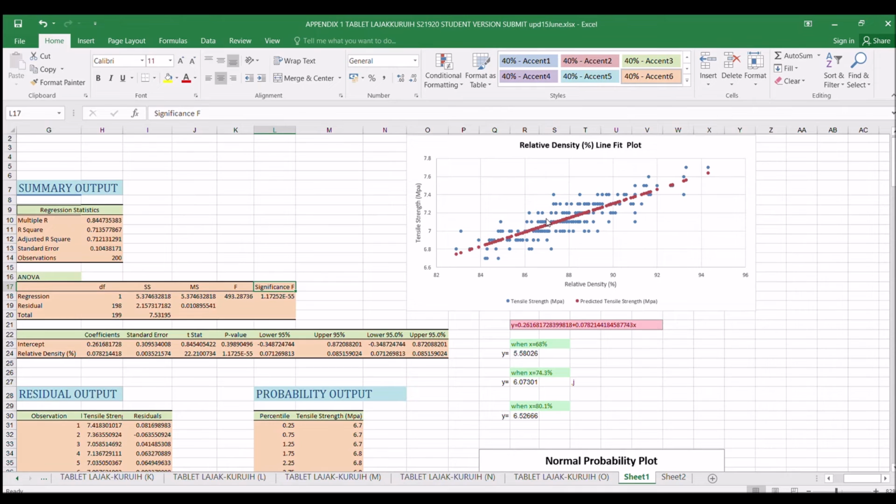This graph clearly shows us the existence of linearity in the regression model, as we can see the red line of predicted tensile strength. So, I want to highlight here that we don't have to worry because our production is running smoothly based on this data obtained. That's all from me. Thank you.